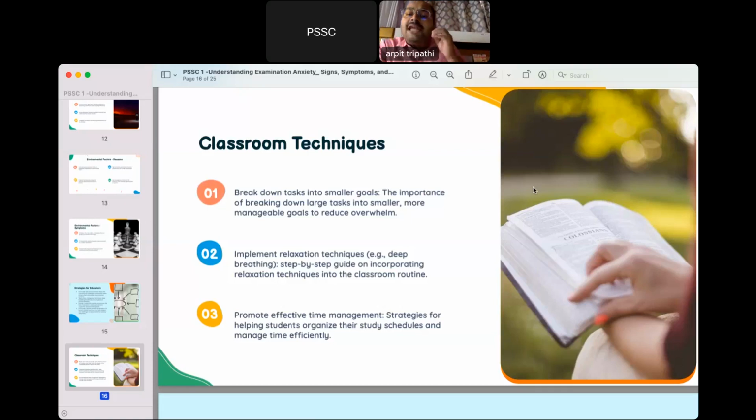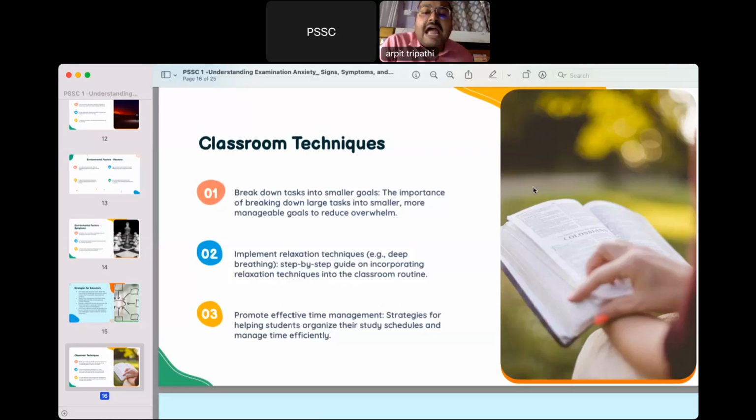Think about a young mind, a young brain, who could not even ever experience the breathing part. Tell them deep breathing, the importance of deep breathing, the importance of such things in their examination anxiety management.